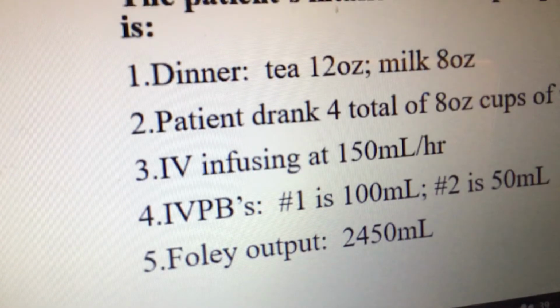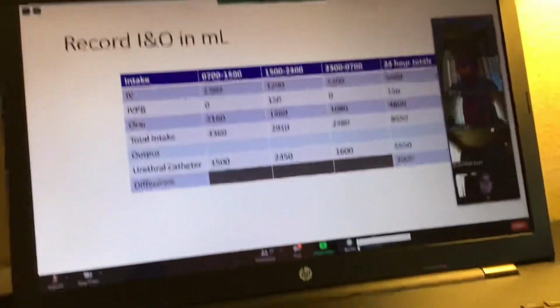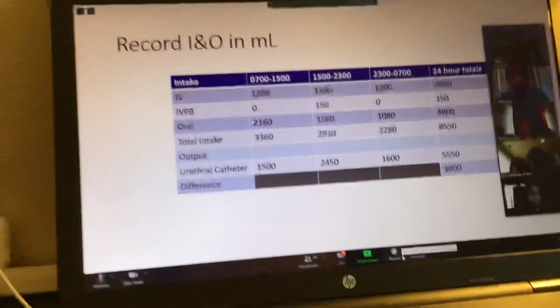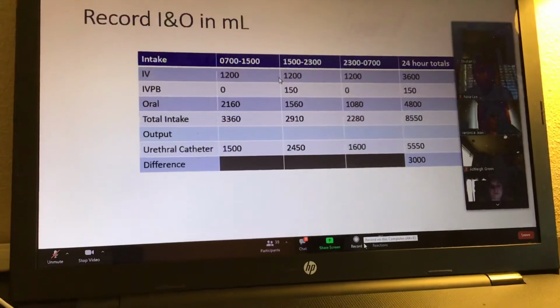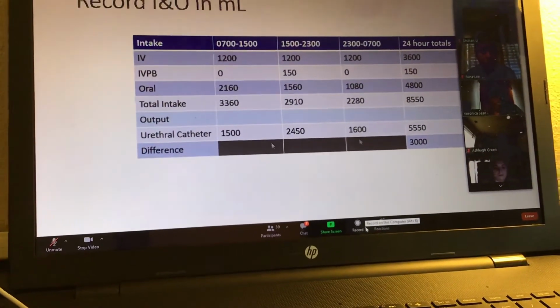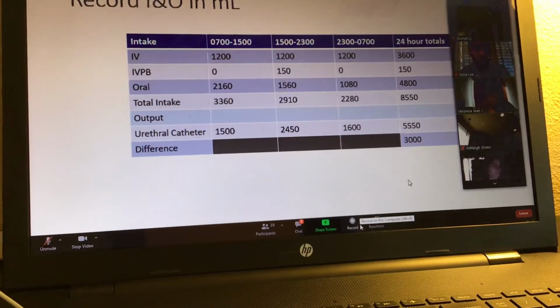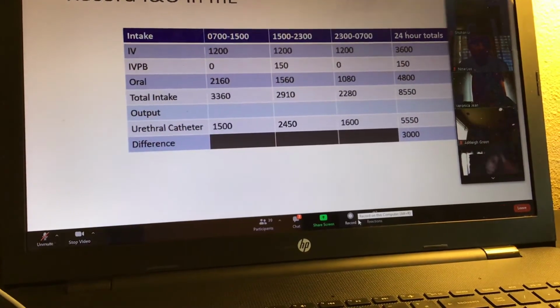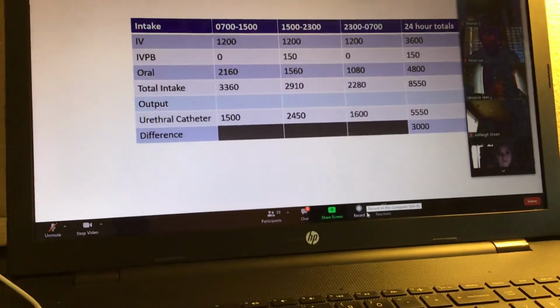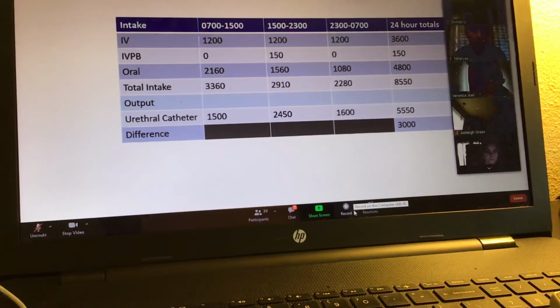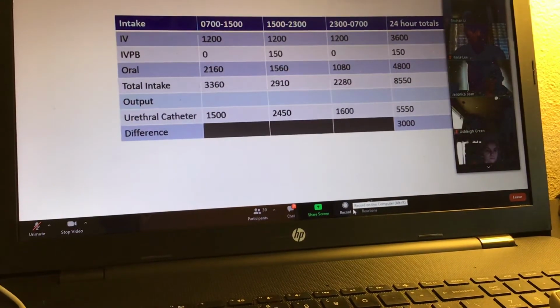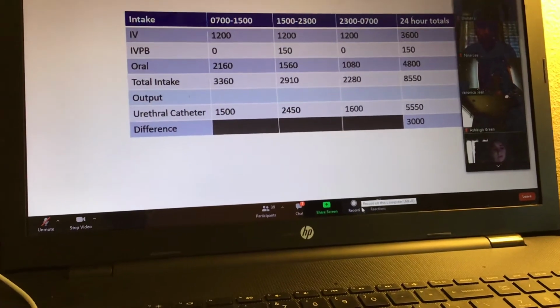I think your next thing is going to be working this out. Let me see if we've got time. I'm just going to let you all have the answers for this one. I have 3,000. Okay, that's the difference. When I worked it out, this is what I got. Now, there's a difference of 3,000. What does that mean to you? It means they're getting too much or putting out too much.